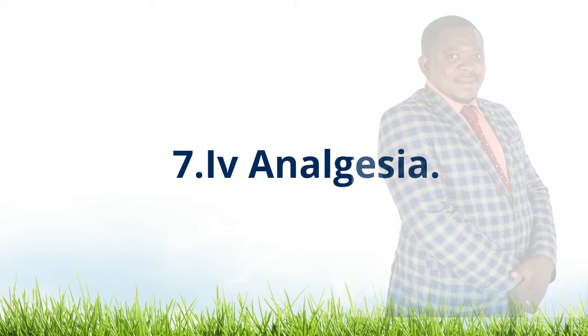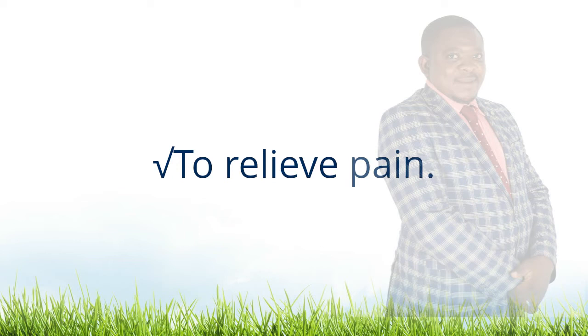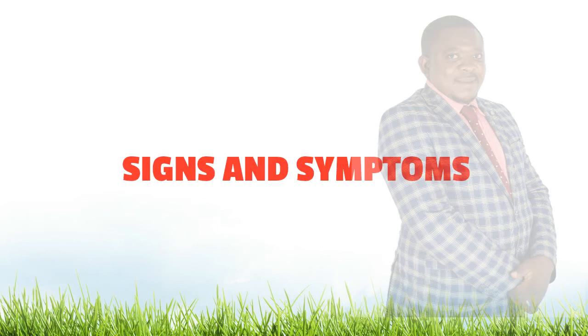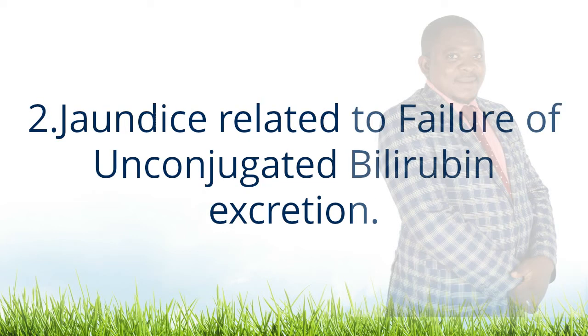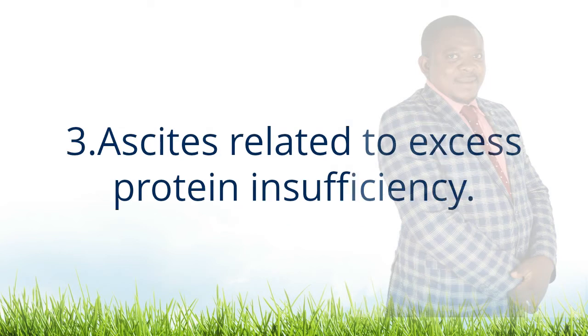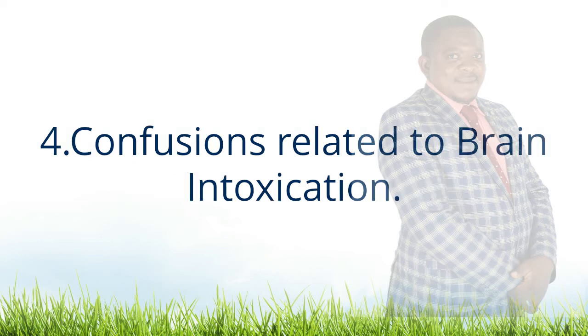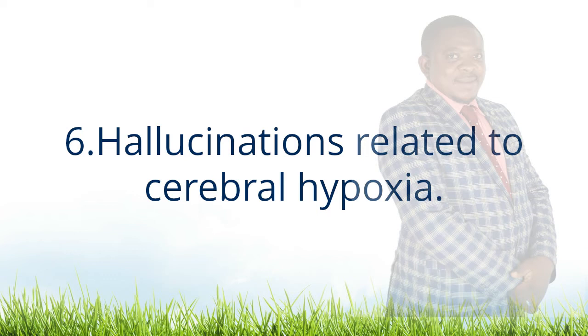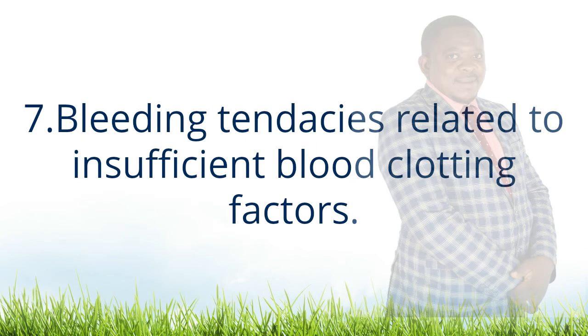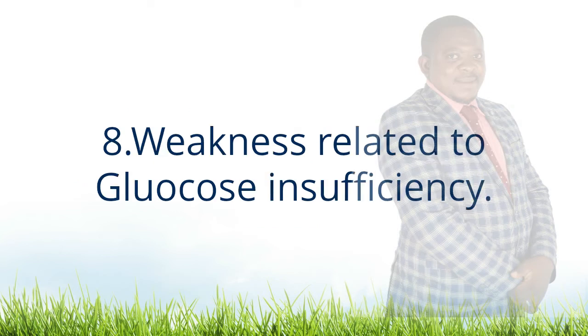Signs and symptoms of hepatic coma may include fever, which is related to the infection; jaundice, which is related to failure of unconjugated bilirubin excretion; ascites, which is related to excess protein insufficiency; confusion, which is related to brain intoxication; headache, which is related to cerebral hypoxia; hallucination related to cerebral hypoxia; bleeding tendencies, which are related to insufficient blood clotting factors; and weakness related to glucose insufficiency.